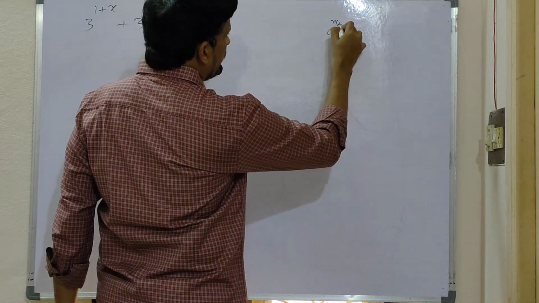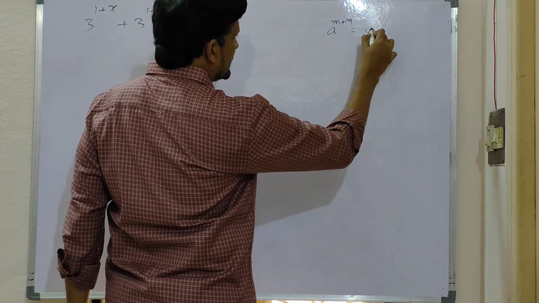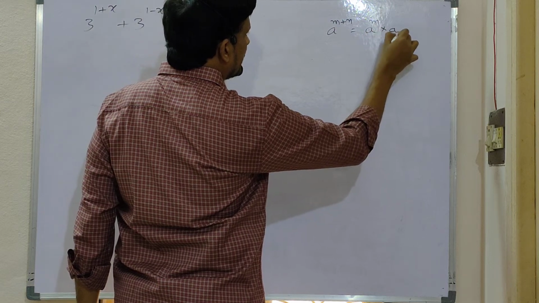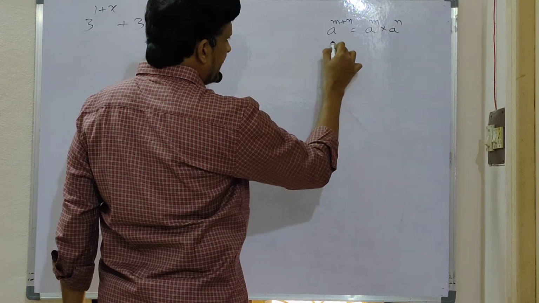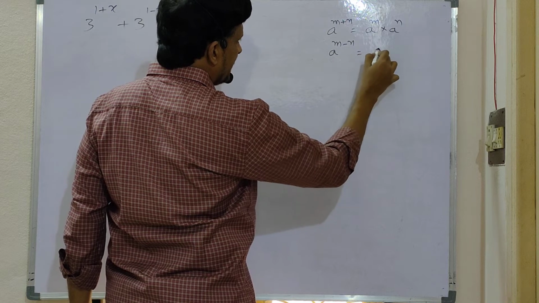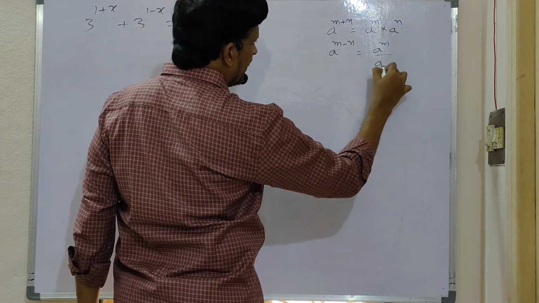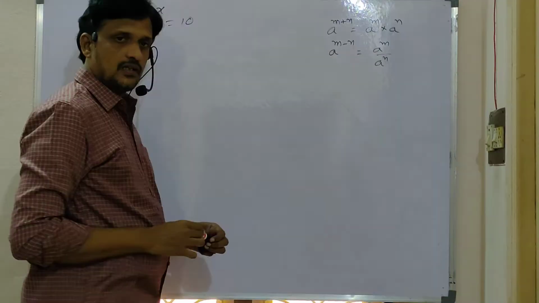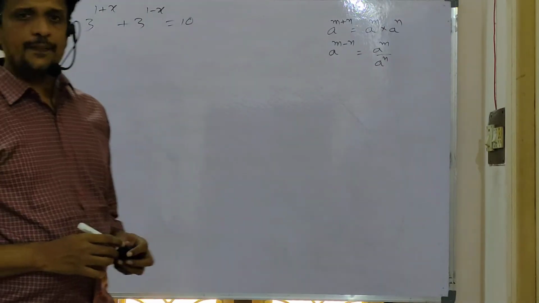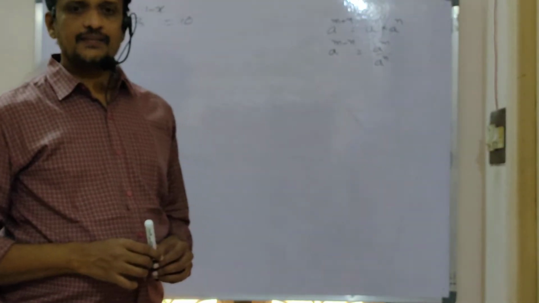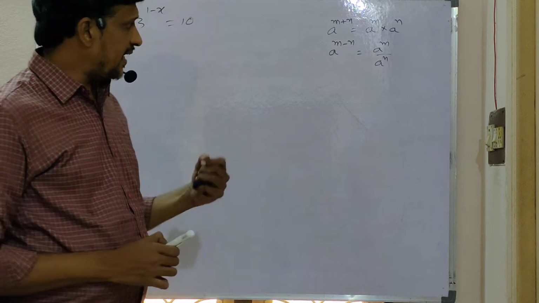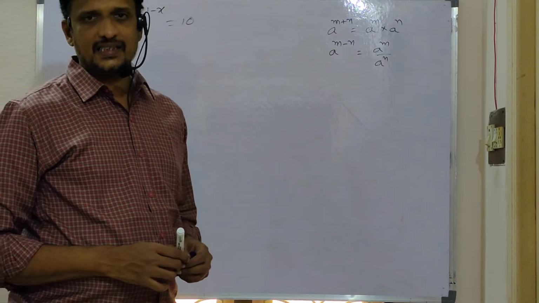A to the power of m plus n can be written as a power m into a power n. In the same way, a to the power of m minus n means a to the power of m by a to the power of n. So a power m into a power n is a power m plus n, and a power m by a power n is a power m minus n. So observe the given one.